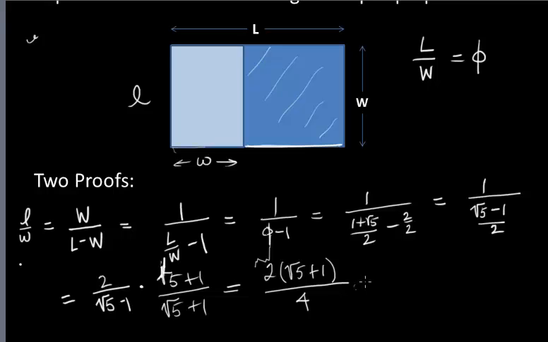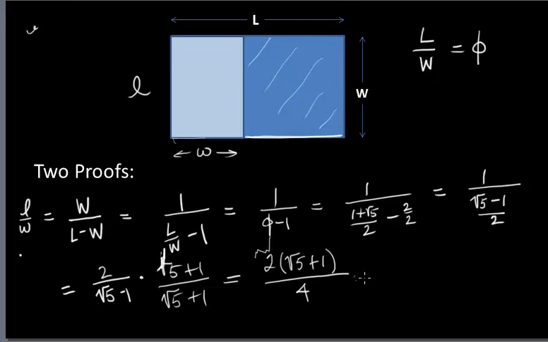Dividing the numerator by 2 and the denominator by 2, we get the square root of 5 plus 1 over 2, which is phi. So if you remember how to rationalize denominators and some algebra, this would be the prettiest way of doing this proof.